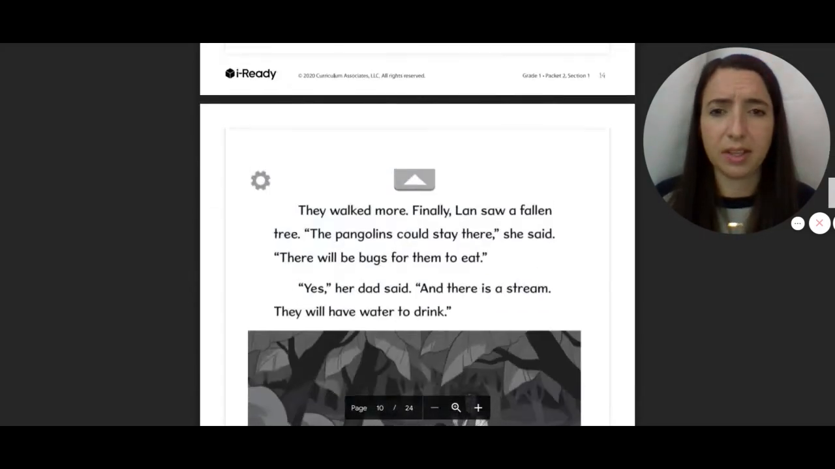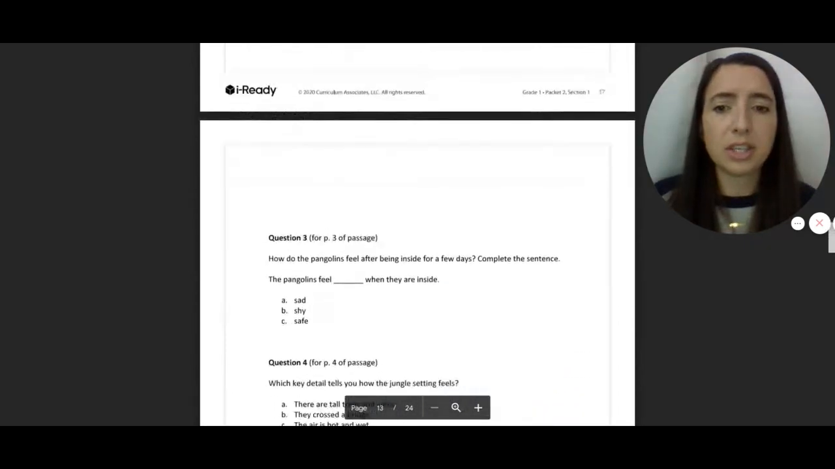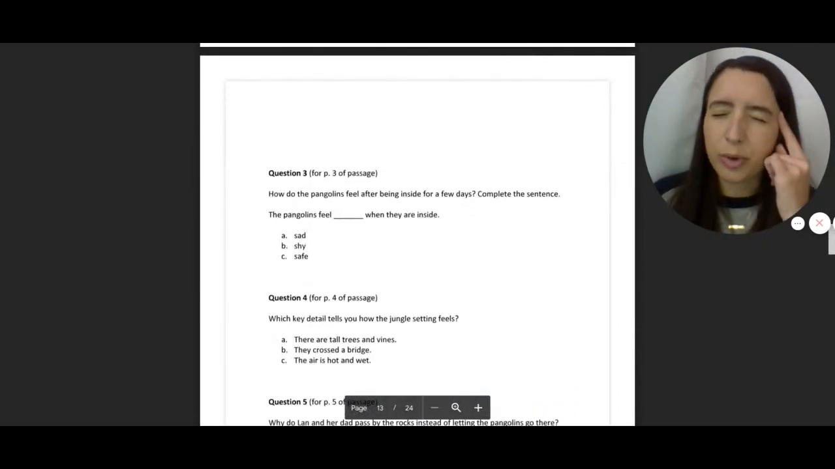So how are the pangolins feeling? Now, this one's a little tricky because it doesn't say the exact word. You have to use your brain and really think.